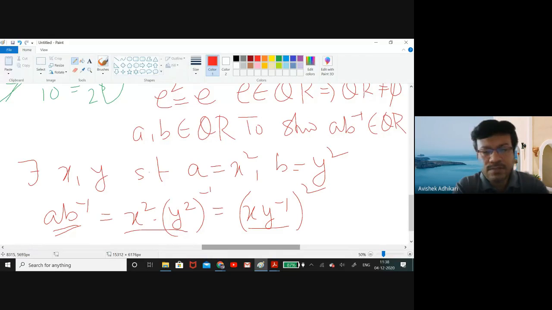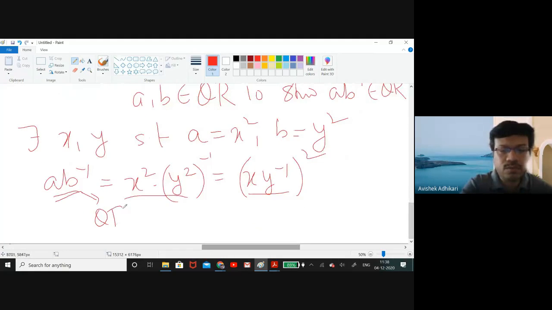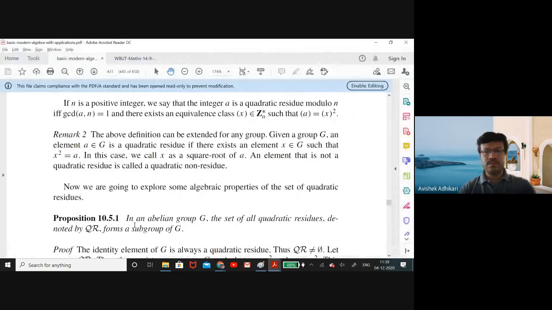So for A B inverse, there exists x y inverse such that if you take (x y inverse) whole squared, that is equal to A B inverse. That means A B inverse has a square root, which means A B inverse belongs to the quadratic residues. As a result, as I claimed, A B inverse belongs to QR. As a result, QR is a subgroup of G. Is it clear? Is the proof clear to all of you? Yes, sir. Good. So the first result is clear.